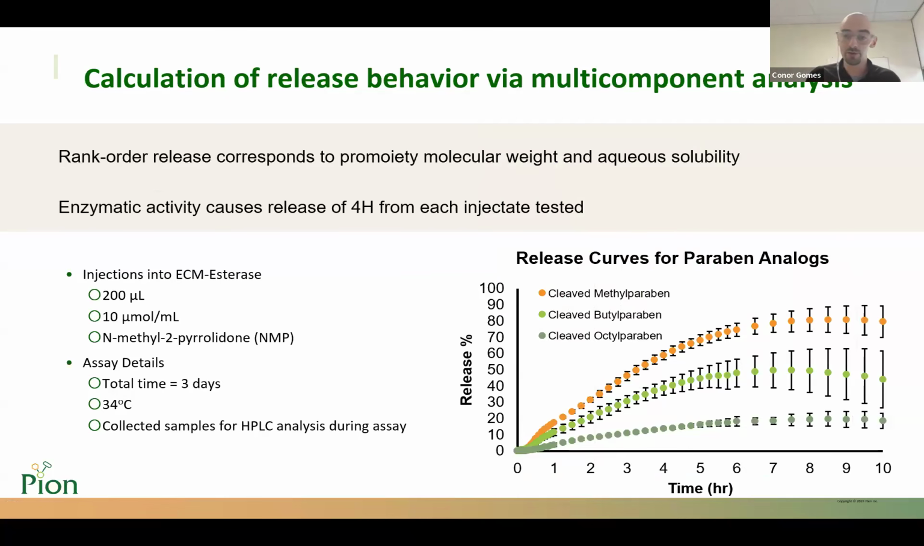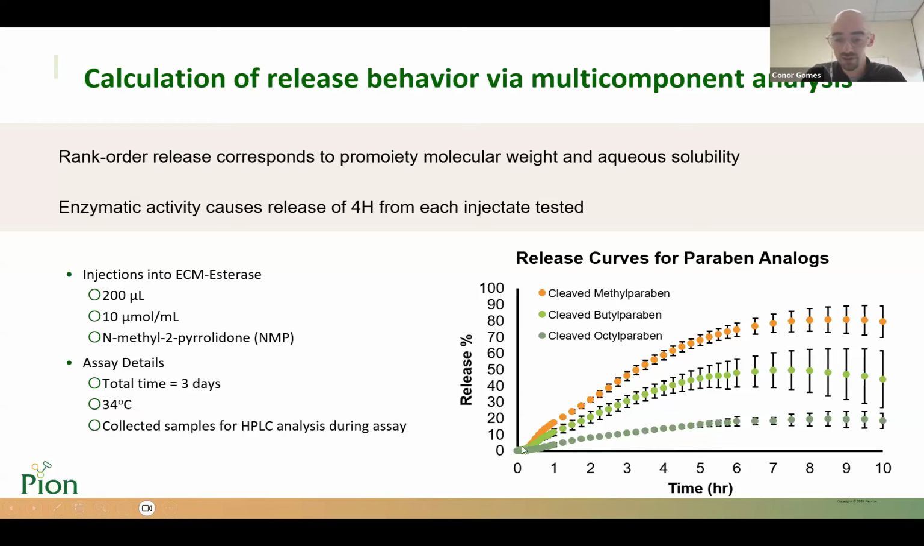So after employing this method to all of our injectates and going through sample by sample, I just want to show the release of the cleaved species. On the right, you can see the graph of the cleaved methylparaben, the cleaved butylparaben, and the cleaved octylparaben by that multi-component analysis. And this is the result. As predicted, the rank order is correlated to the molecular weight of the promoiety or R group that we have attached to the drug, where methylparaben not only has the highest aqueous solubility, but it also has the fastest cleaving action. The butylparaben, next in line, has much lesser aqueous solubility, but after cleaving will have a similar release, and would be released slower naturally.